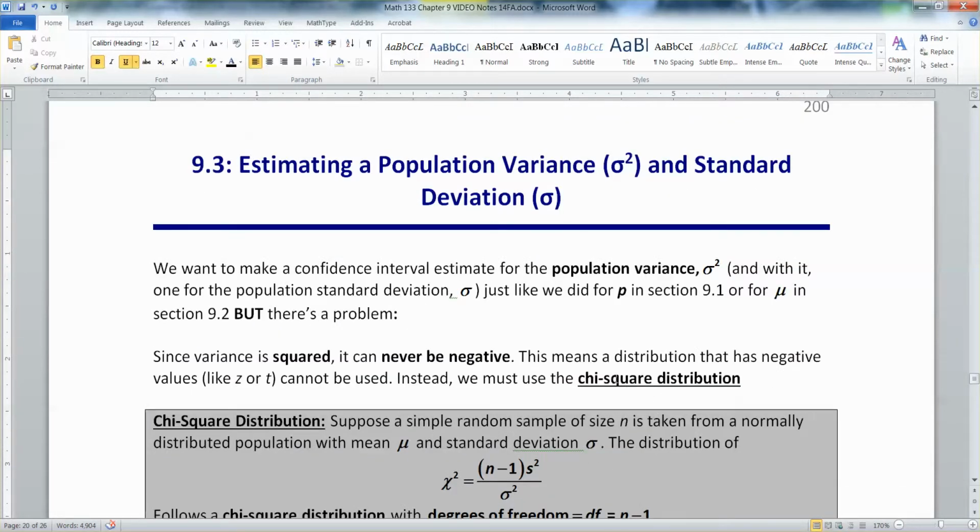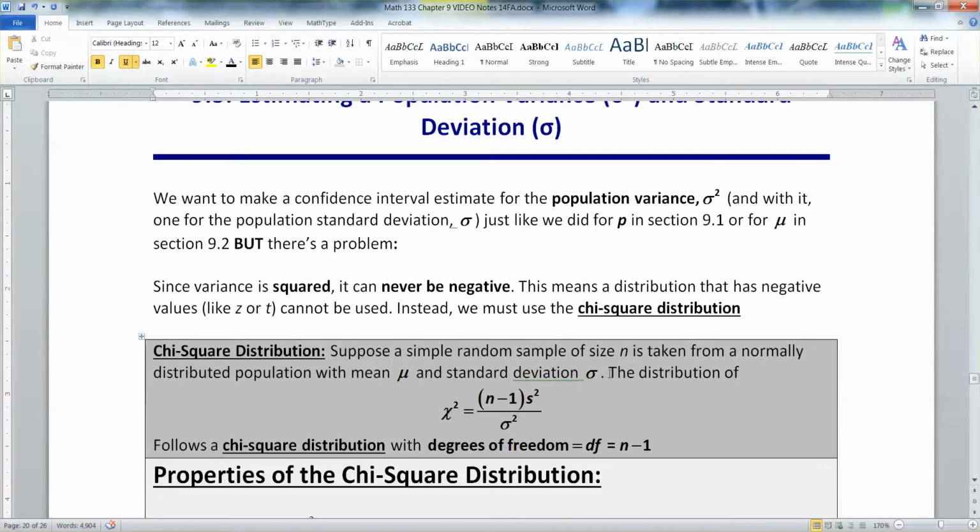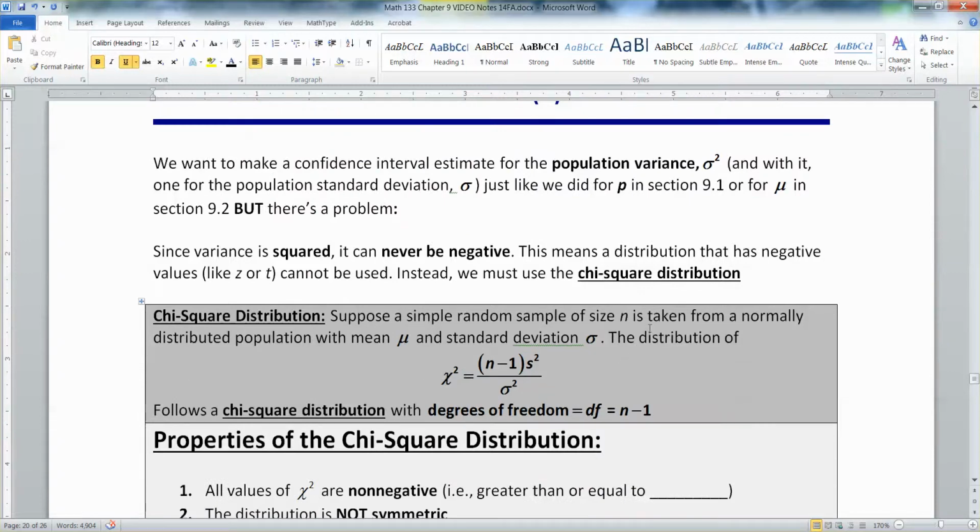Chi sounds like a hard k sound, right? Chi-square. And I know it looks like chi, like the t, but it's chi. It's a Greek letter. All right, so we have a simple random sample of size n taken from a normally distributed population. It must be normally distributed. There are no ifs, ands, or buts. With mean mu and standard deviation sigma.